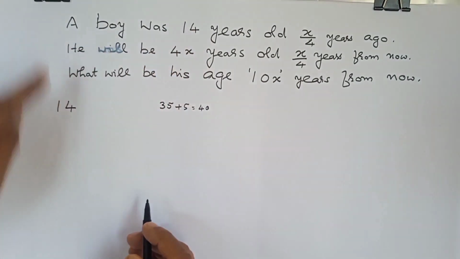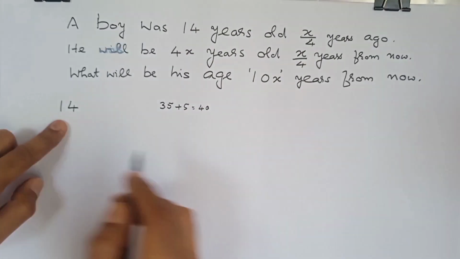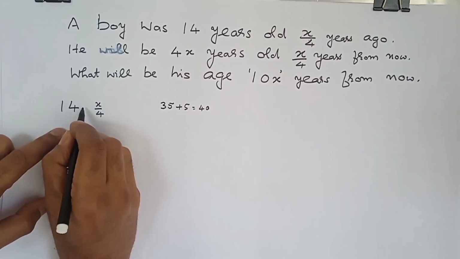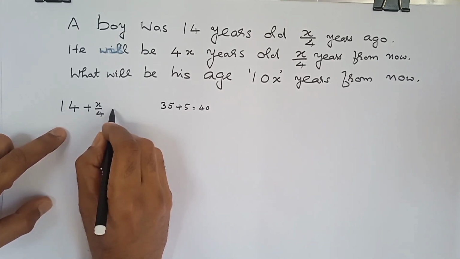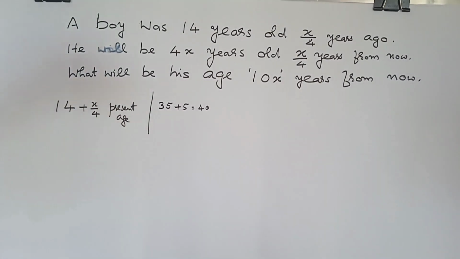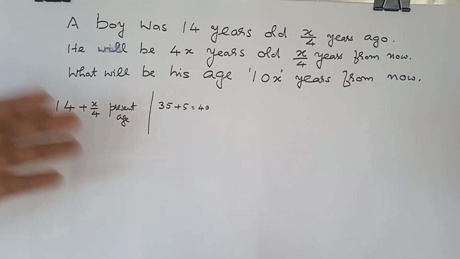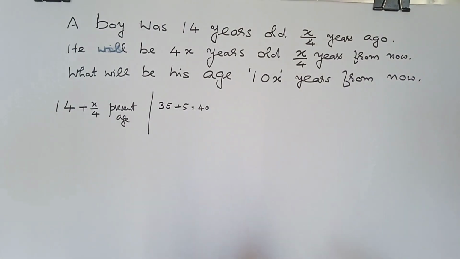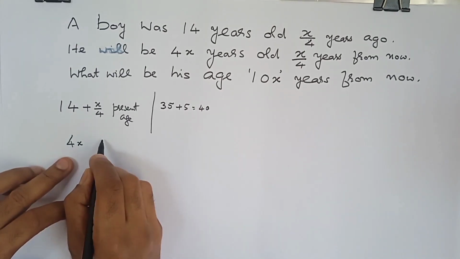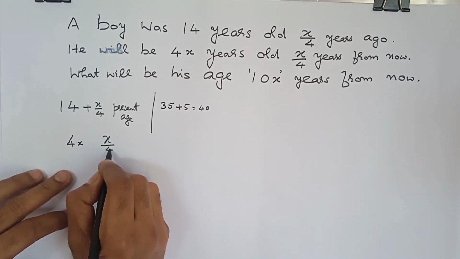In the same way, the boy was 14 years old, x by 4 years ago. That means if you add x by 4 to this, you will get his present age. There is one more piece of data: that boy was 4x years old the same number of years from now. So 4x years is his age when? Not now, but at some point in the future. You write 4x years as his age in the future, after x by 4 years.